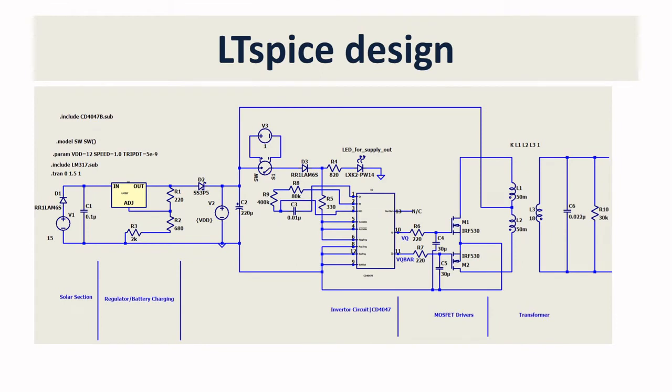Okay, so this is the LTSpice design circuit. The same we will be seeing now. Here you can see it also has separated sections: the solar section, regulated battery charging unit, inverter circuit, MOSFET drivers, and transformer. Okay, so now we will go to LTSpice.